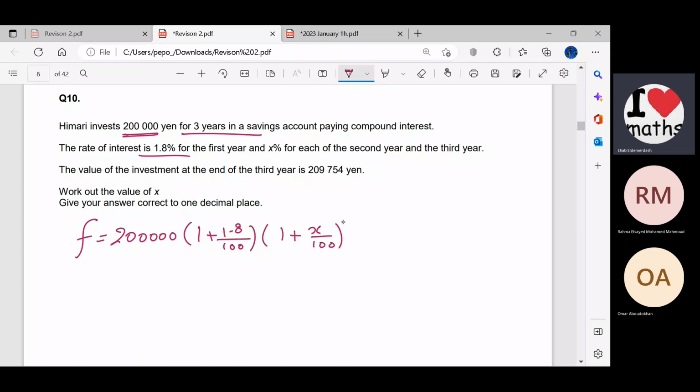For how many years? For the second and the third, so for the 2 years together. It's for the second year and the third year. So I have to make it here power 2, because it's the same rate for 2 years. It gives me the final amount as 209,754. How to find this expression?